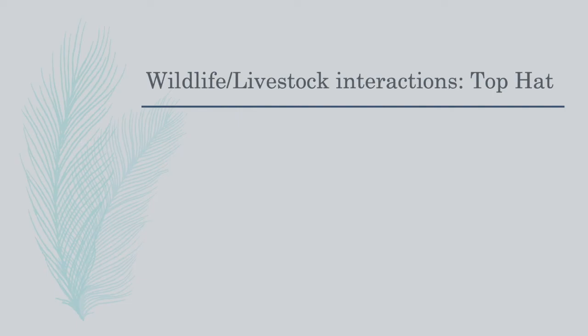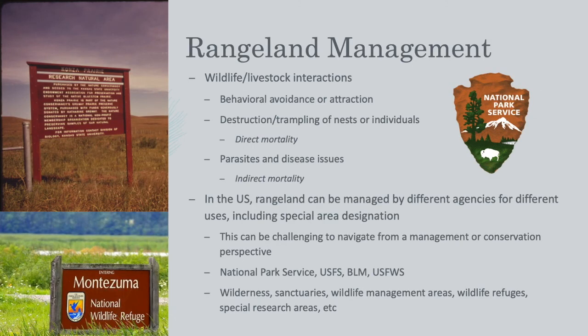Okay, so you should have done that brainstorming. So now let's talk about some wildlife-livestock interactions. It can be behavioral avoidance of the livestock by wildlife, or attraction. Believe it or not, some bird species are actually attracted to grazing cattle. For example, the cowbirds love to follow cattle around, and they'll eat the bugs that follow cattle around, due to the manure and due to the cattle themselves.